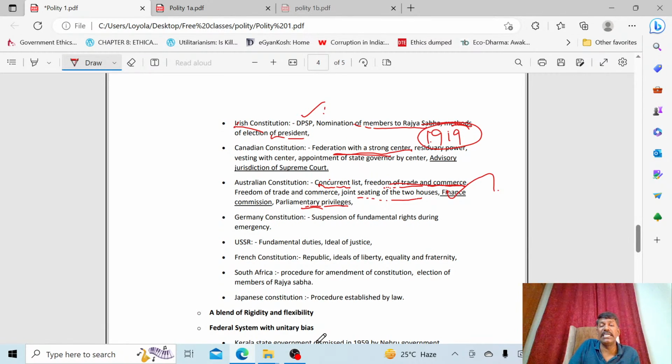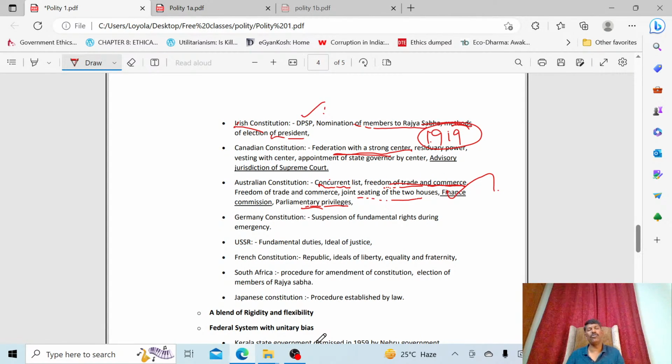The Australian standing finance commission is for every 1 year as an ad hoc body; the Indian Finance Commission is for every 5 years or less. This is the way the Finance Commission and interstate trade were borrowed from a country like Australia.